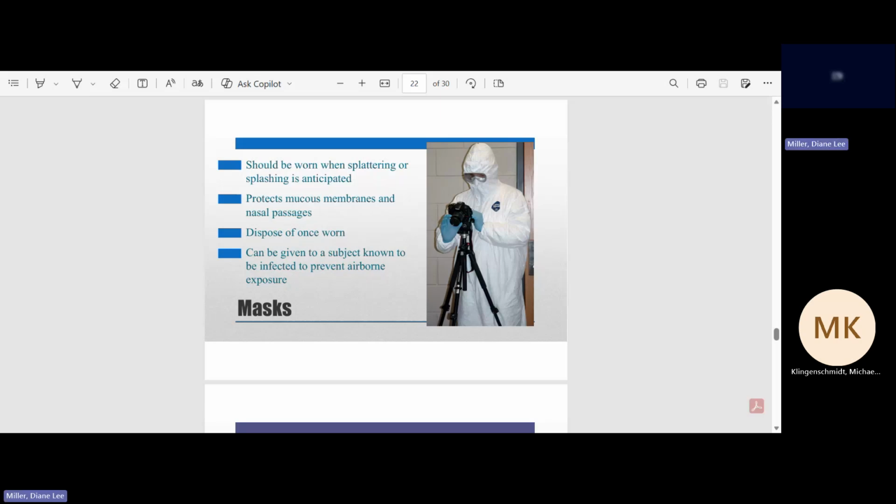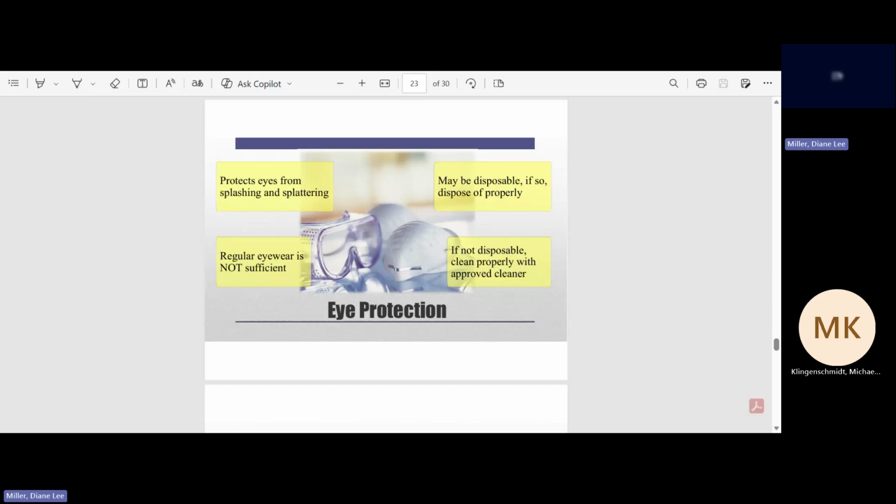Eye protection is important to protect against splashing and splattering. It's important, just like at the range, to remember that our typical eyeglasses are not sufficient to protect our eyes against blood exposures and OPIM exposures. These may be disposable, and so you do want to dispose of them in the proper receptacle. If they're not disposable, again, make sure that the cleaner that you're using is appropriate for the type of infections you're trying to eliminate.